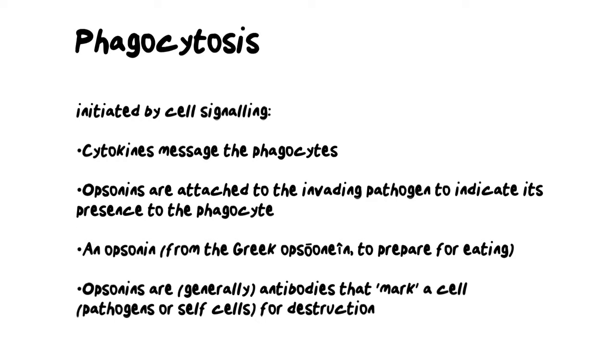In the following slides, we're going to talk a little more about phagocytosis. Obviously, we mentioned cytokines and their involvement in this. They message the phagocytes and initiate the process. I also want to talk about these opsonins, which are really cool. They're indicators that are stuck to the cell surface of pathogens to mark them out for phagocytosis. In fact, the word opsonin comes from the Greek meaning prepare for eating. The opsonins are generally antibodies that are stuck to the cell surface, as I say. I will refer back to opsonins when we talk about humoral immunity a little bit later.